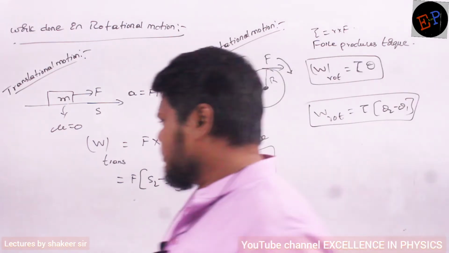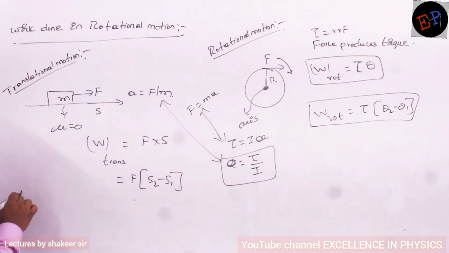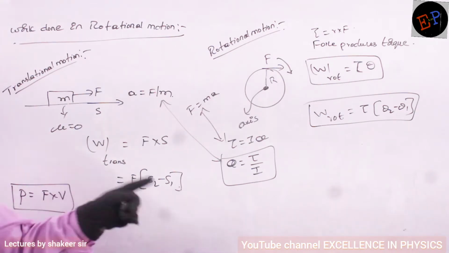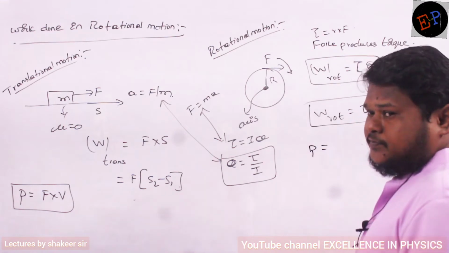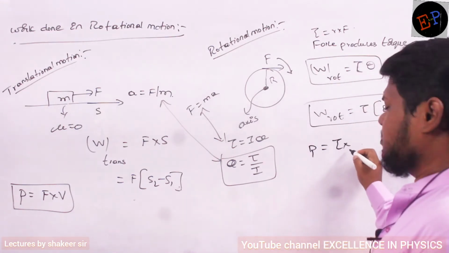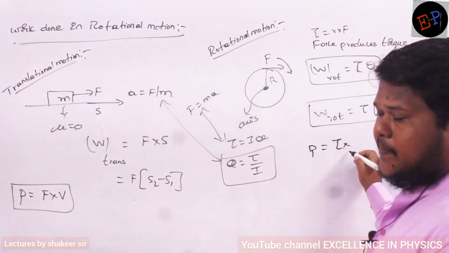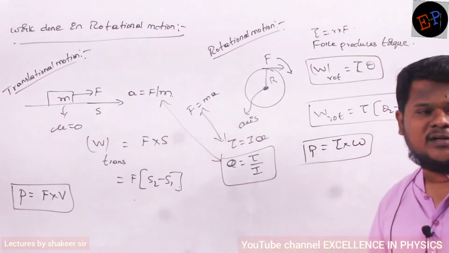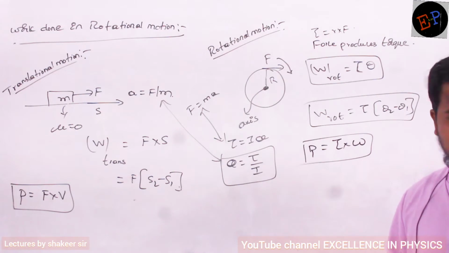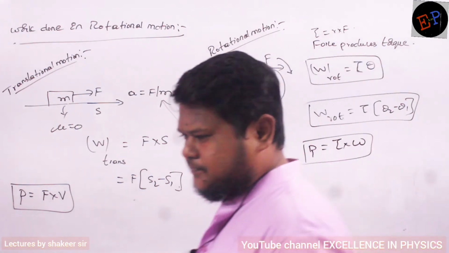Similarly, I can write the equation of power also. Power is equal to force into velocity. This is the equation of power in translational motion. The same equation of power in rotational motion, how can I write? Power is equal to torque, instead of velocity, angular velocity. So power is equal to torque into angular velocity. So you can write like this also. Are you able to understand? That's it. Make a note of this one.